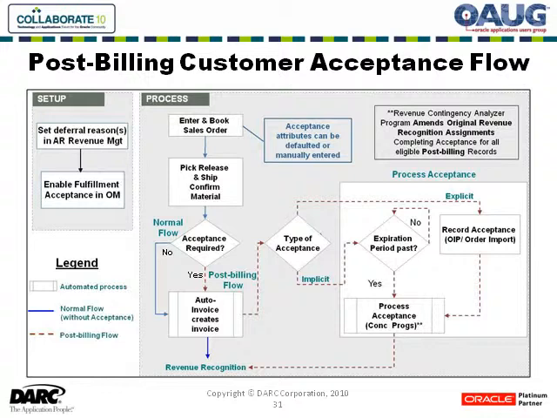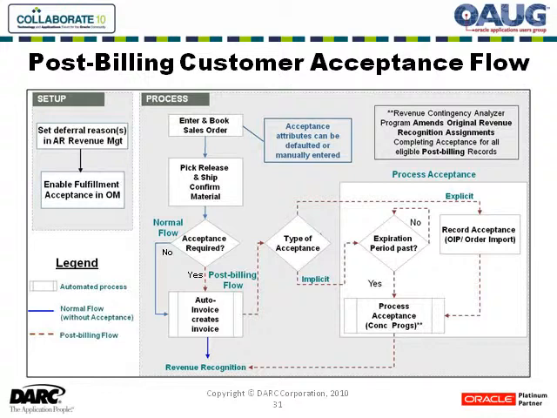Here's a flow chart for the post-billing customer acceptance flow. And this is very similar to the pre-billing, except for when you come out of the acceptance required decision. So again, we're going to go straight down the left, and that's a normal flow. You're going to enter and book your sales order, pick, release, and ship confirm your material. Acceptance required, no, it's a normal order flow. Kick it out, create your invoice, recognize your revenue.